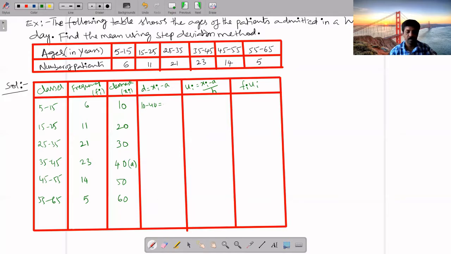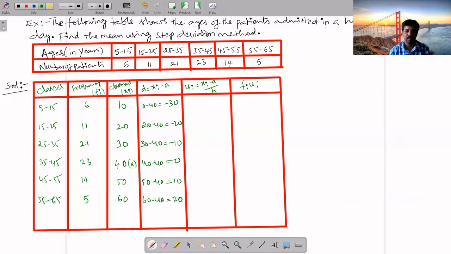Minus 30. Now the second one, 20 minus 40 equals minus 20. 30 minus 40 equals minus 10. 40 minus 40 equals 0. 50 minus 40 equals 10. 60 minus 40 equals 20. These are the deviations. Now, the new one in the fifth column, what is there?